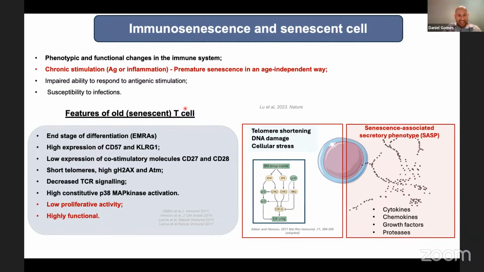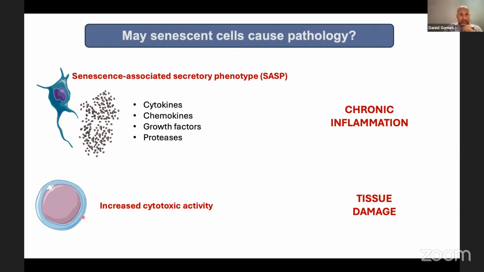So normally a senescent T cell, or a senescent cell, doesn't proliferate. It's a cell that has a very poor proliferative capacity, but it's very functional. In terms of function, a senescent cell is associated with a secretion capacity to produce cytokines, chemokines, growth factors, and proteases, which are very well associated with chronic inflammation.